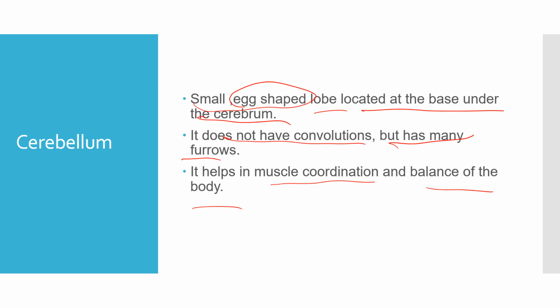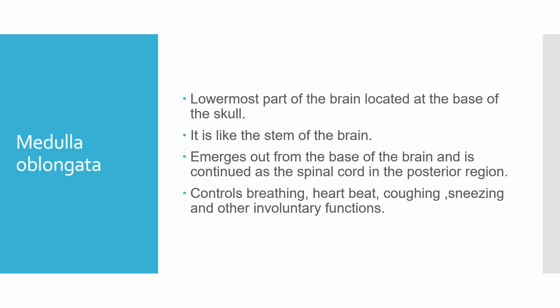Next comes the medulla. The lowermost part of the brain, located at the base of the skull, is the medulla oblongata. It is like the stem of the brain. It emerges from the base of the brain and continues as the spinal cord in the posterior region.